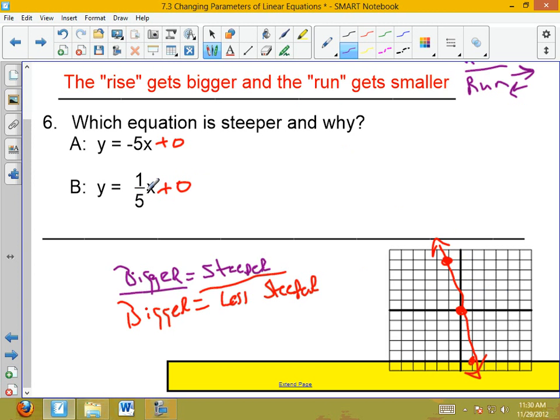Now this one here starts at 0, but it goes up 1, 1, 2, 3, 4, over 5, or down 1, 1. Now notice the more I go right or left, the less steep my line is. The more I go up or down, the more steep my line is. Obviously, this is line A, and this is line B. Which is steeper? A is steeper. Why is A steeper?